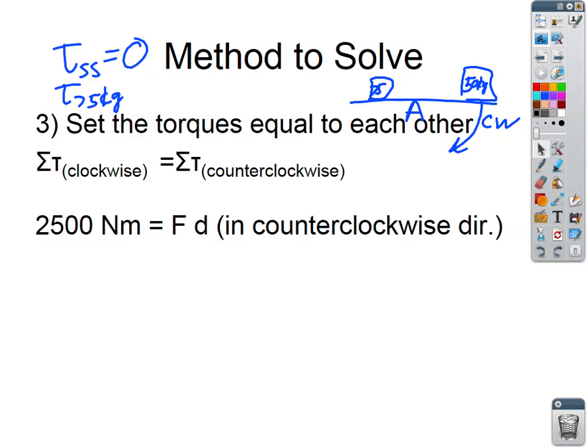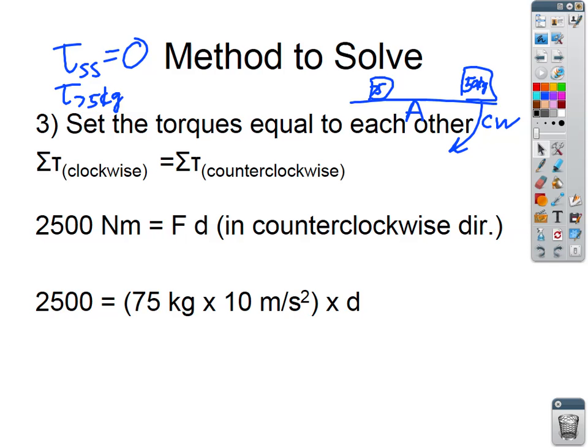The clockwise and counterclockwise torques equal each other. I know the clockwise torque is 2,500 Newton meters. That will equal force times distance. I know the force that this person is going to be applying is their weight, so that's 750. Divide that into 2,500. This person should sit at 3.3 meters from the fulcrum. Okay? Not from the end, from the fulcrum. So they would be only 1.7 meters from the end of the seesaw. All right? But we already knew that. We knew that they should be closer because they're heavier.